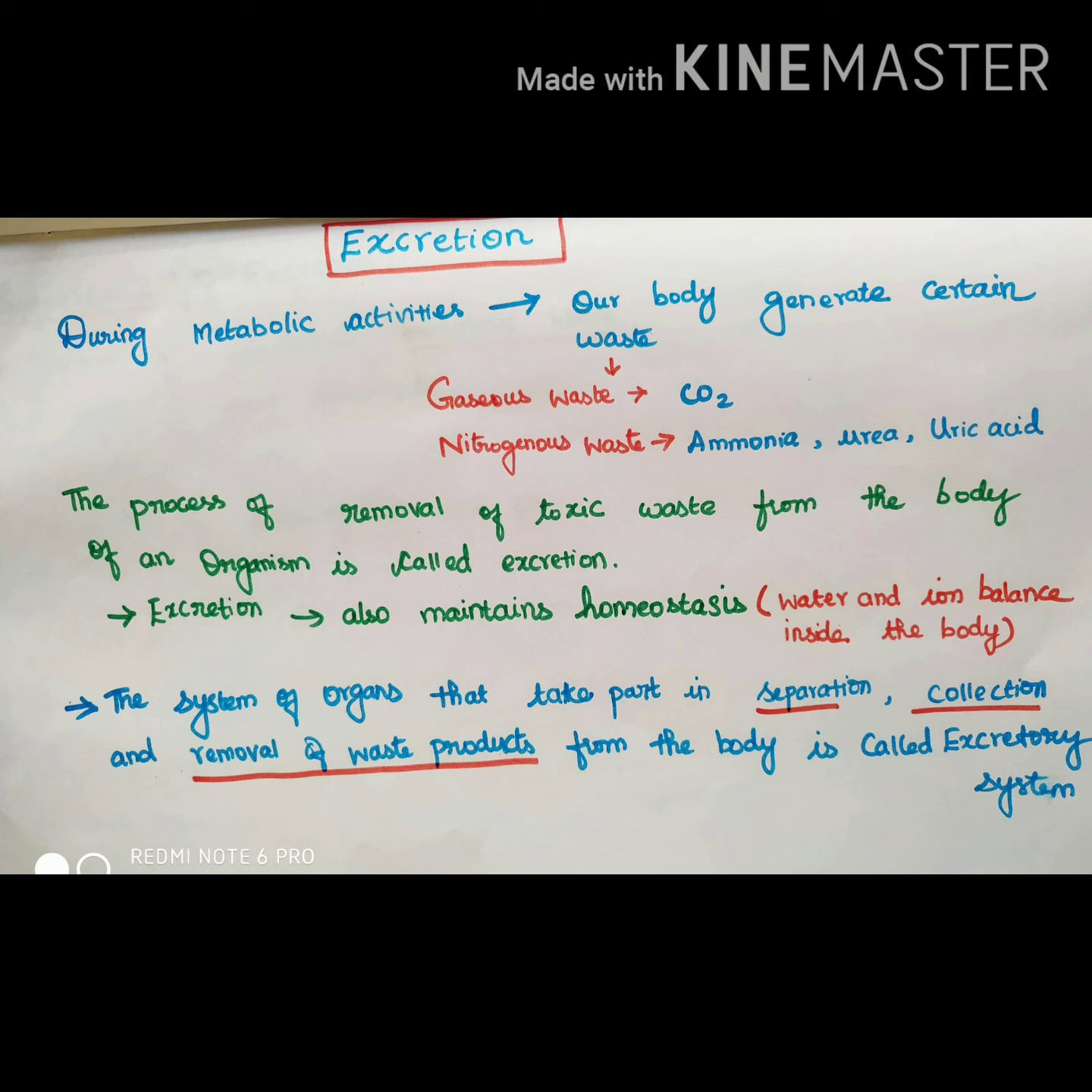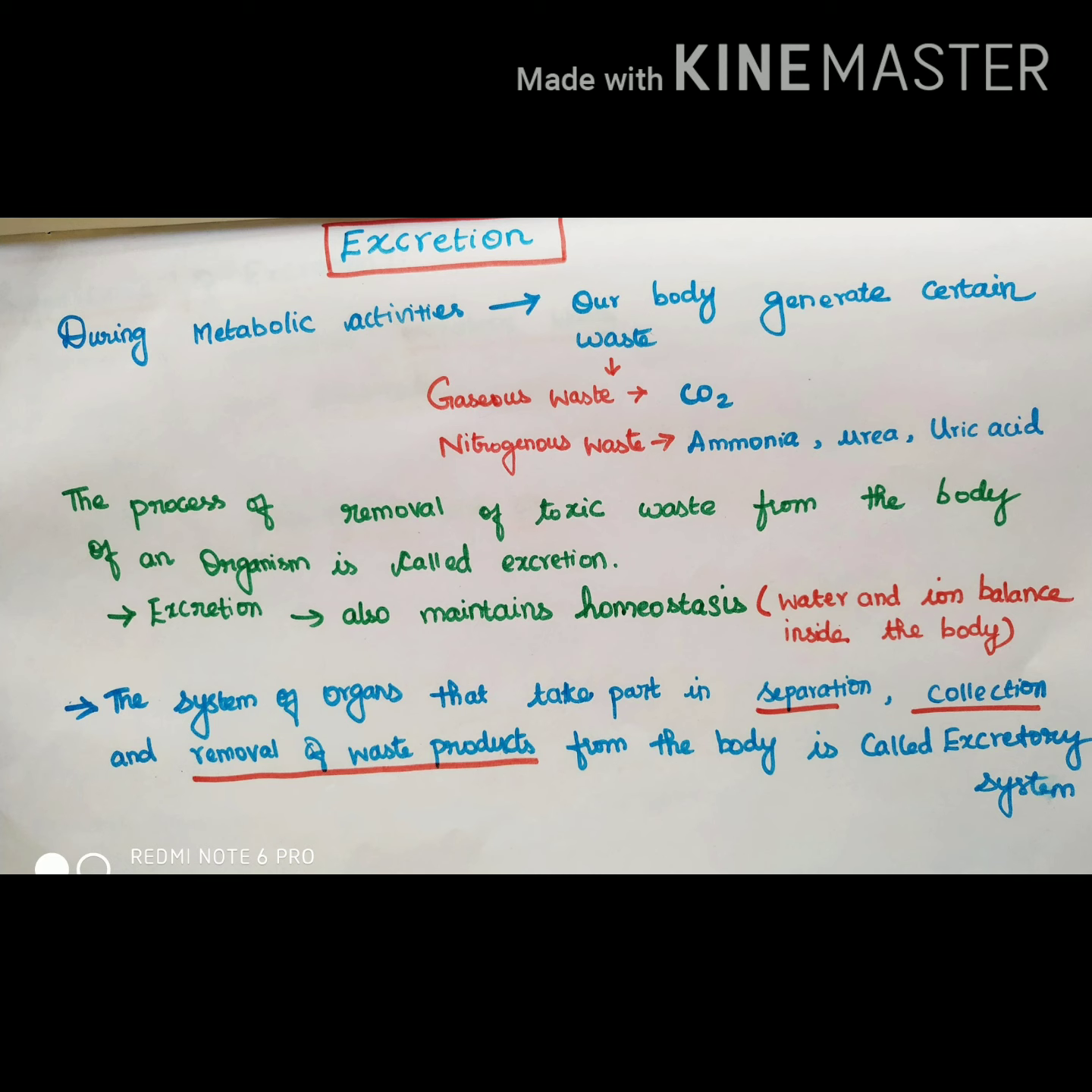Again I'll repeat, during metabolic activities our body will generate some unwanted waste byproducts, such as gaseous waste like carbon dioxide and nitrogenous waste like ammonia, urea and uric acid. So the process of removal of these toxic wastes, the nitrogenous waste and also the waste substances, right? The removal of all these waste substances from the body of an organism is called excretion. So this is the definition for excretion: the removal of toxic waste products from the body of an organism is called excretion.